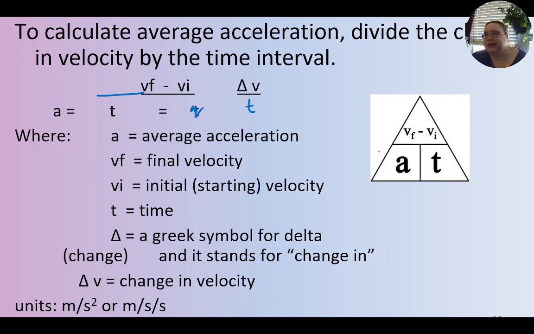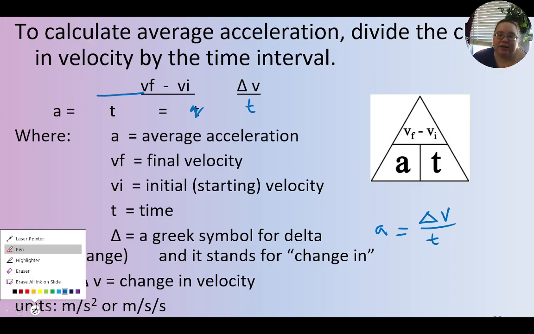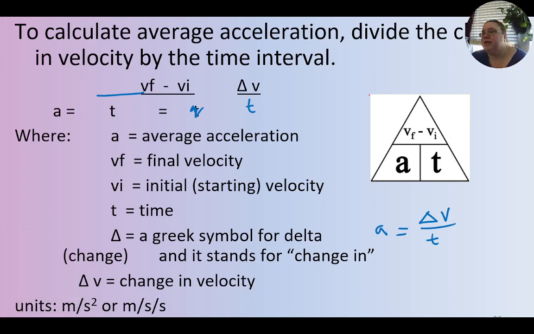So sometimes instead of seeing the VF minus VI, you may see the equation written as delta V over T. And that delta V just means change in velocity. So it's the same thing, written slightly different. Now remember that when you're using your magic triangle, since the equation has this division bar, we have to show the division bar in the triangle. So we have to have the V over the T.